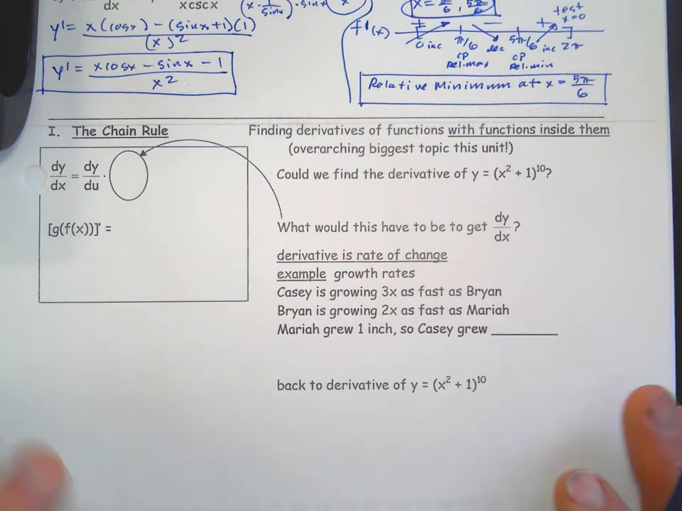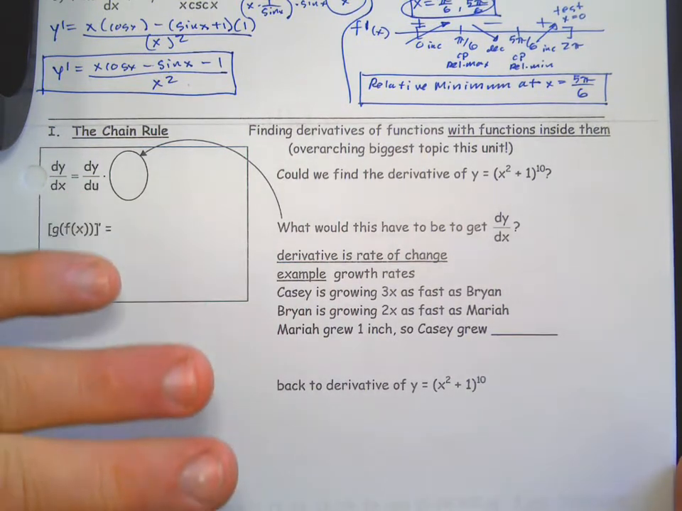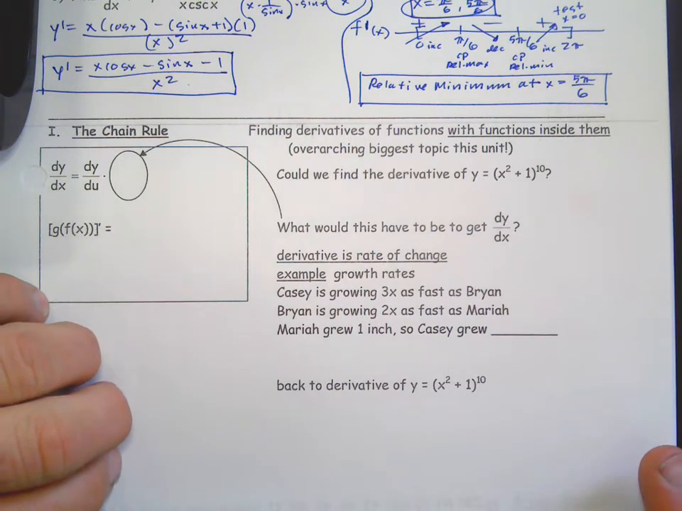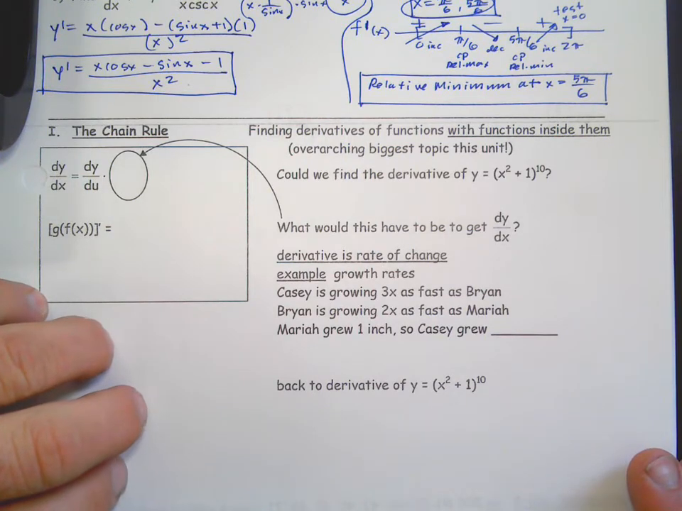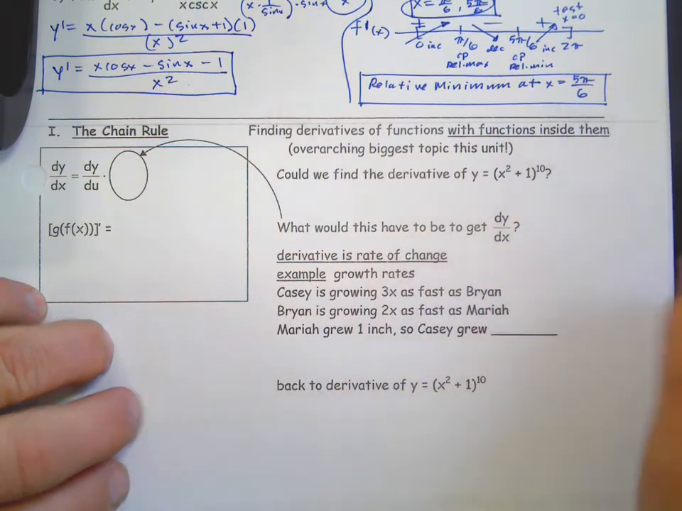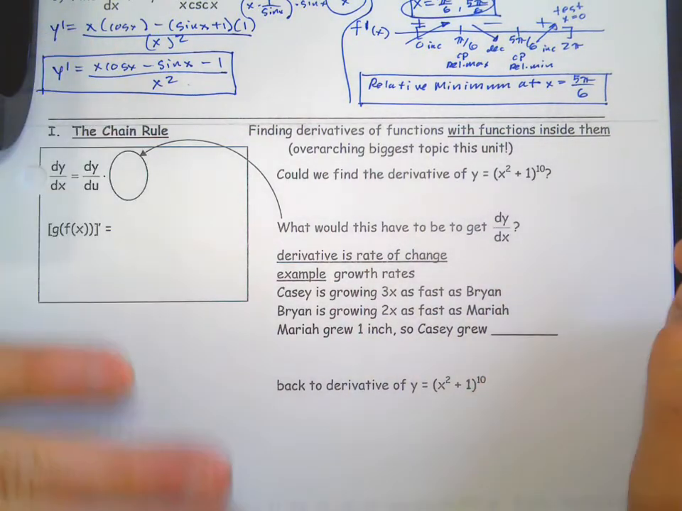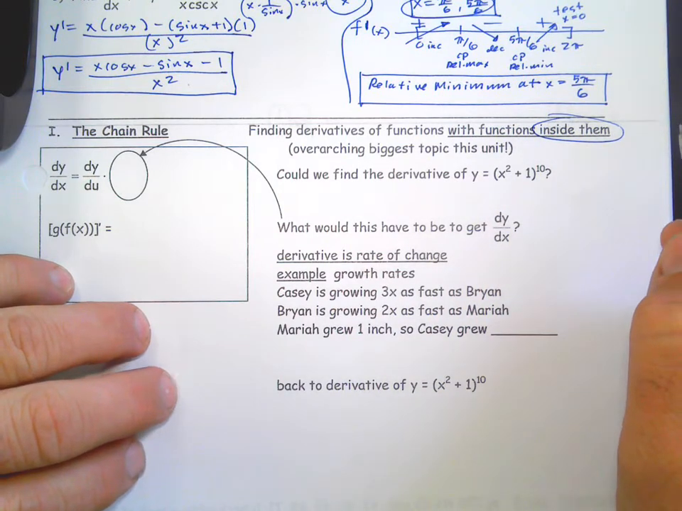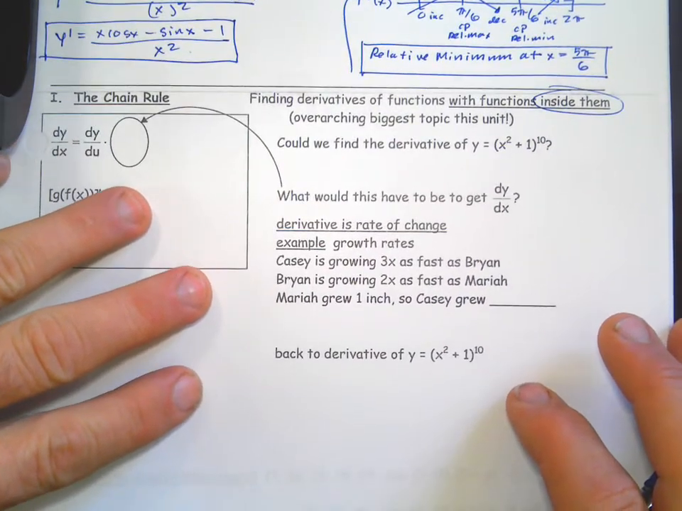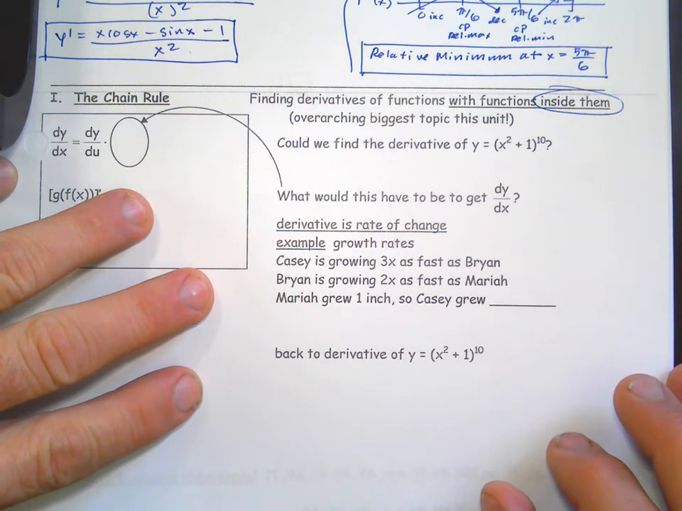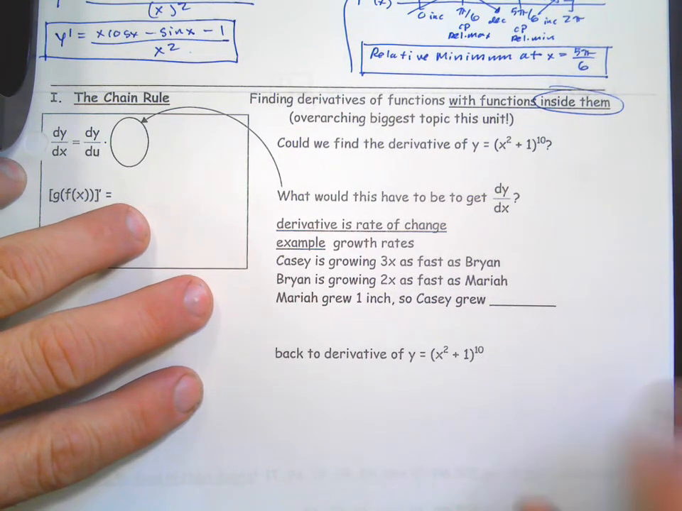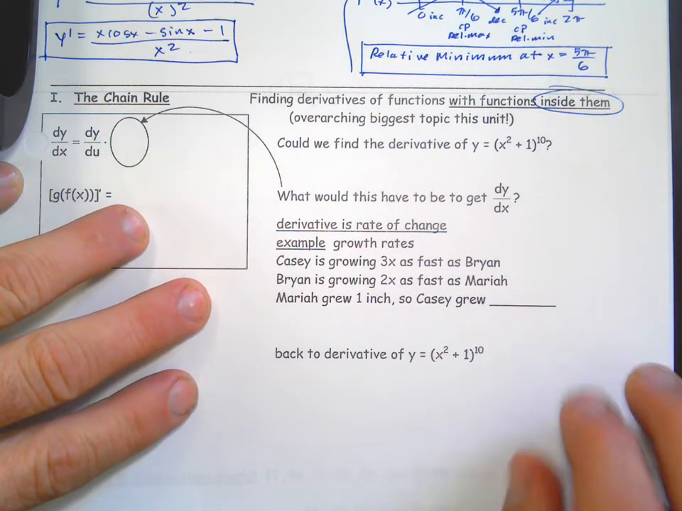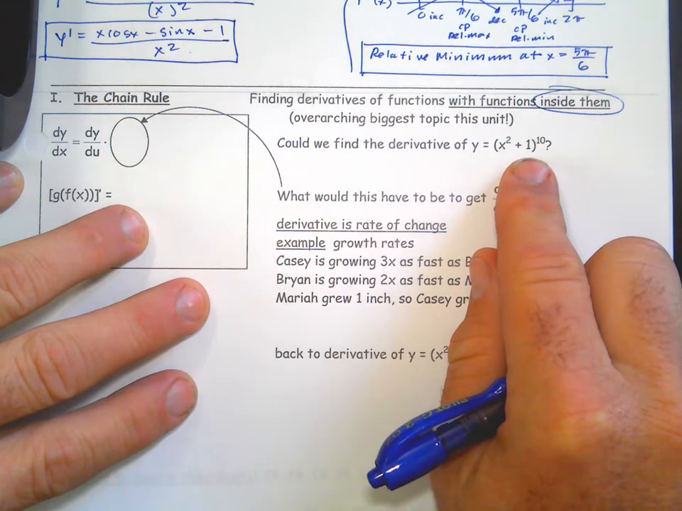I want it to make sense to you, which will make it easier to remember, less hard to memorize. So find derivatives of functions with functions inside of them. We've been doing a lot of derivatives, but how about when there are functions inside of other functions? This is huge. This comes up on most problems when you're taking derivatives, and it's going to be a huge idea. So now, could we find the derivative of this?